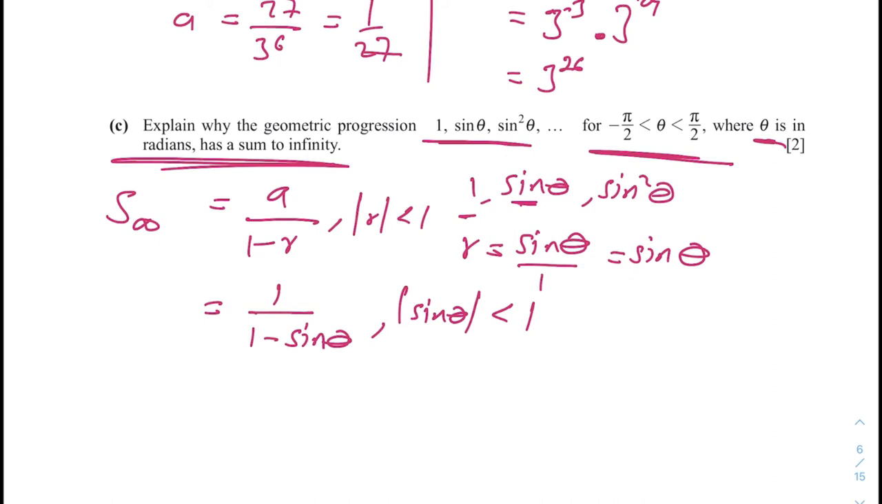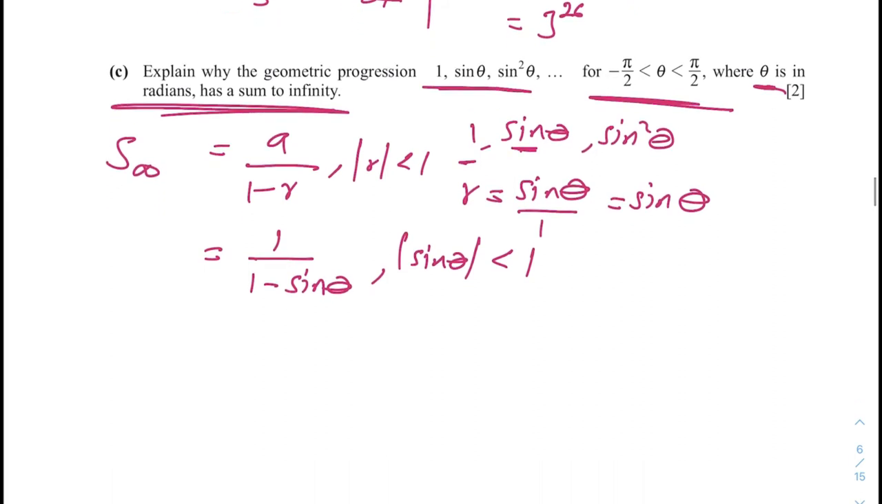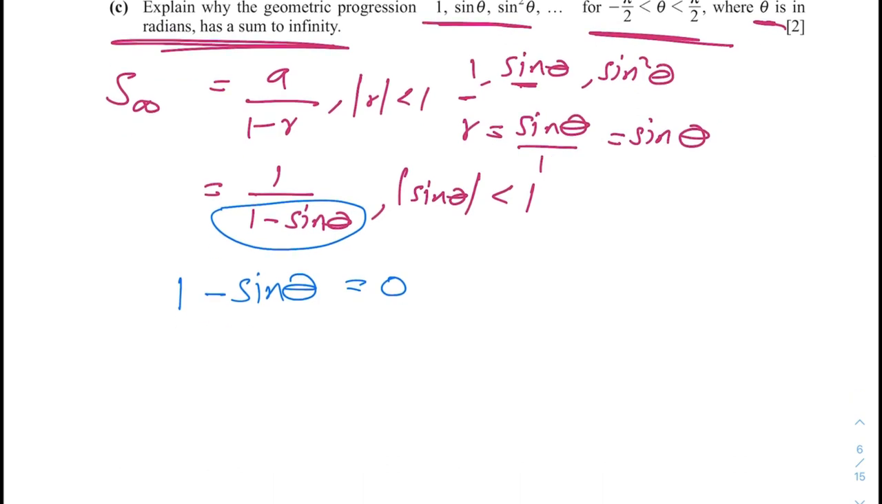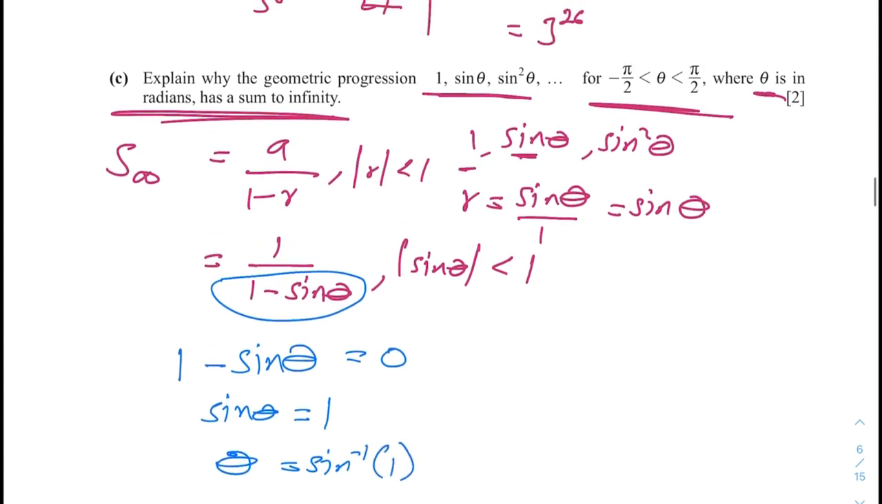See this, we have sine. If this is supposed to work out, let me just use this blue marker to highlight. If this is to be defined, then we must ensure that 1 minus sine theta is not equal to 0, right? But let's say that in this case it's equal to 0 to see that it is not defined. If it is equal to 0, then you have sine theta giving you 1, right? So theta is basically sine inverse of 1.